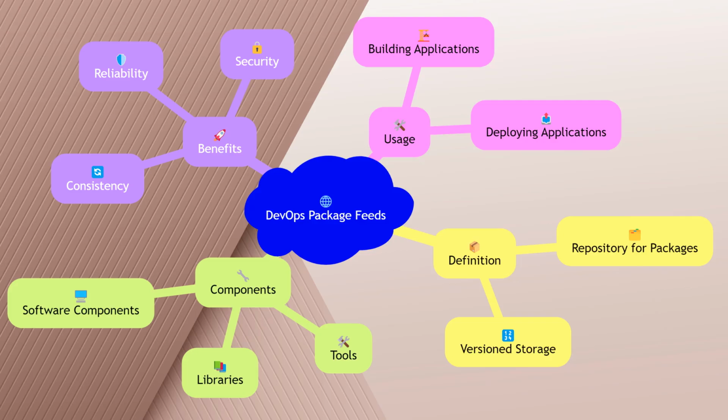In the world of DevOps, package feeds play a crucial role in managing dependencies and distributing software components. A package feed is essentially a repository where packages are stored, versioned, and made available for use in various projects. These packages can include libraries, tools, and other software components that are essential for building and deploying applications. By using package feeds, teams can ensure consistency, reliability, and security in their software development lifecycle.